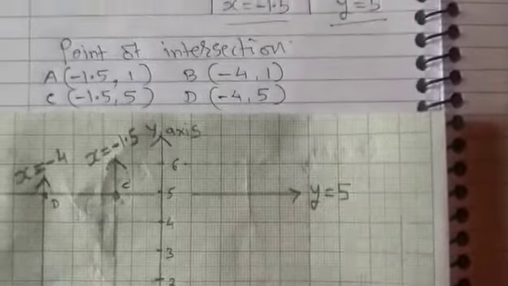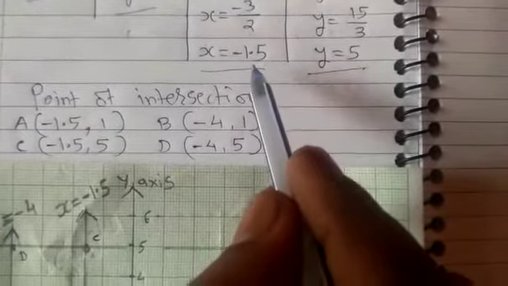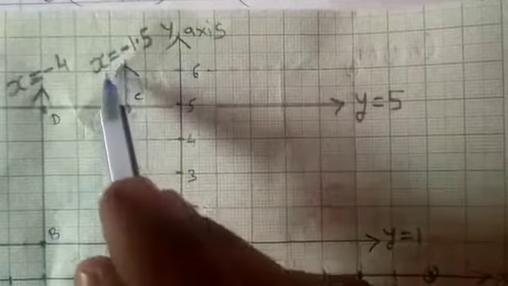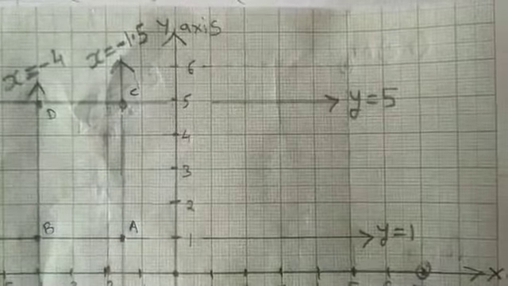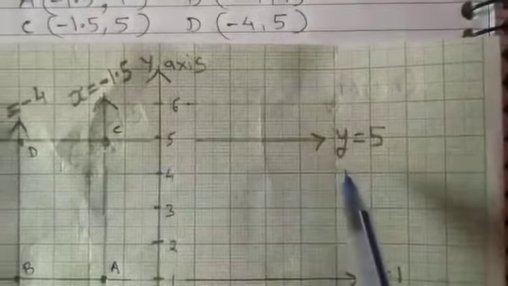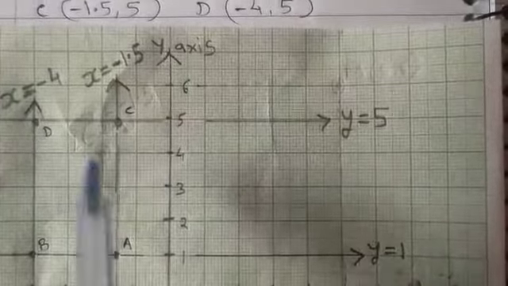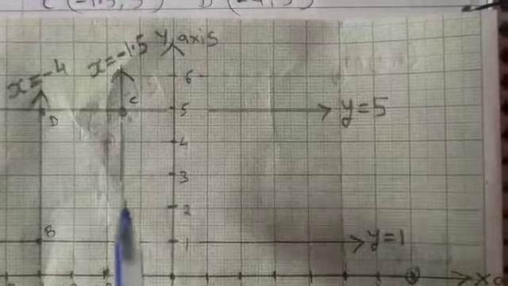The next is x equal to minus 1.5. Where is minus 1.5? See, on the x-axis, this is minus 1, this is minus 2. In between minus 1 and minus 2, we draw a line, that is minus 1.5, parallel to the y-axis, x equal to minus 1.5 in such a way. And the last is y equal to 5. So draw the line y equal to 5, which is parallel to the x-axis. So in this way we can draw 4 lines on the coordinate system.